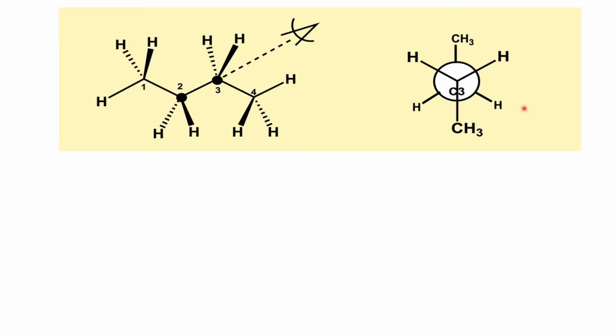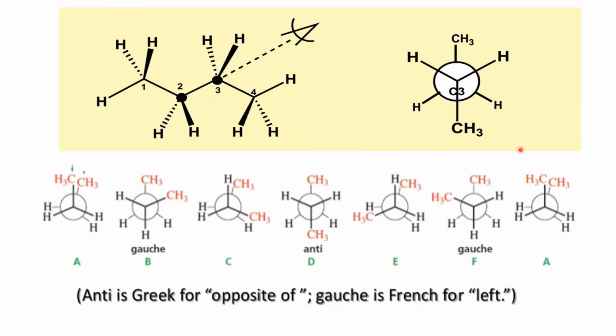Now we know the C2-C3 carbon bond could undergo rotation. See here, this is the first projection formula. This is an eclipsed projection formula. That means the methyl groups of the first and fourth carbon atoms are in one plane.